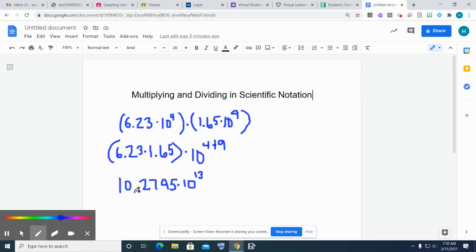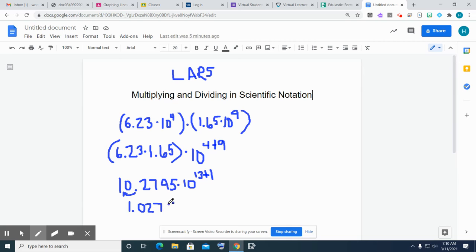So to change that, I have to move my decimal until it becomes less than 10. So I move my decimal one place to the left, following LARS, left add, right subtract. Since I moved it left 1, I have to add 1 to my exponent. So my final answer would be 1.02795 times 10 to the power of 14. And that would be my final answer.